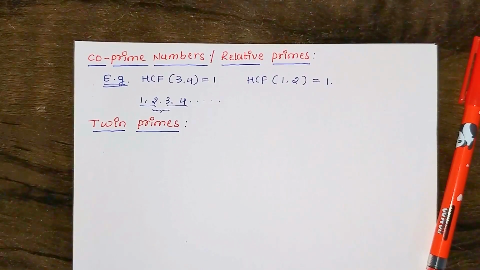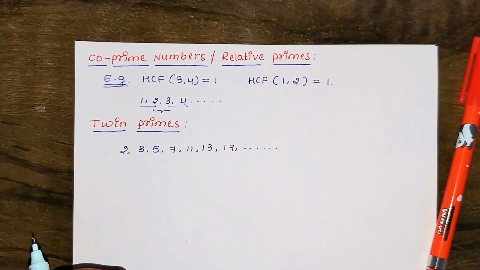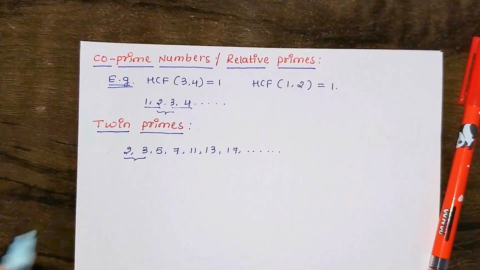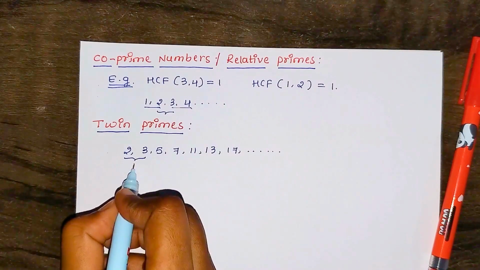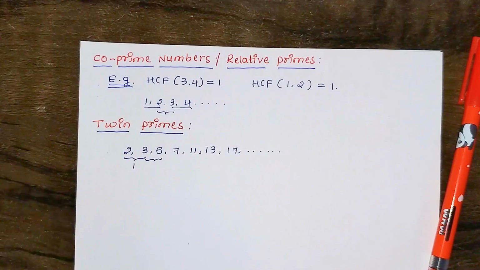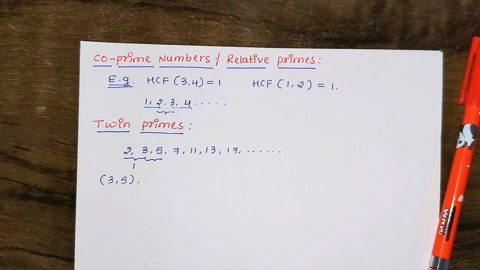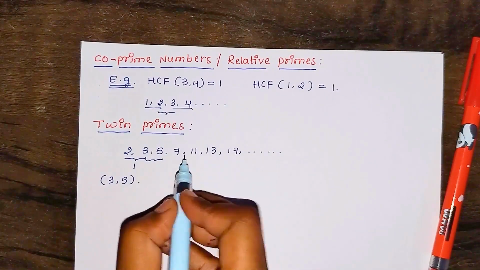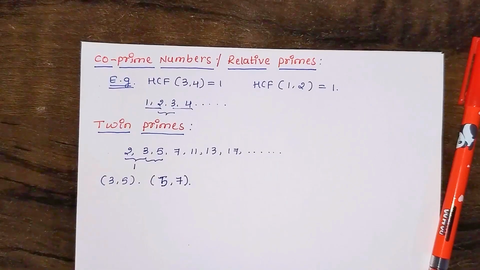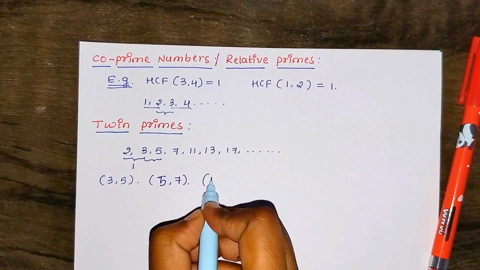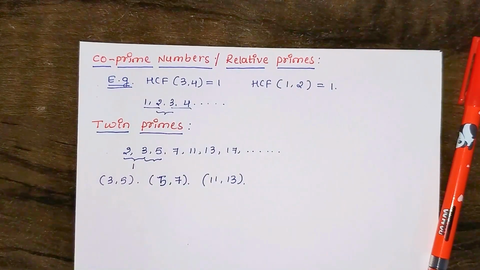Next is twin primes. Here I am considering two consecutive primes whose difference should be equal to 2. For these two consecutive prime numbers, 2 and 3, the difference is 1, that is bigger number minus smaller number, 3 minus 2 is 1. What about these two prime numbers? 5 minus 3 is 2. Yes, 3, 5 are twin primes. What about 5, 7? Yes, 7 minus 5 is 2. 5, 7 is also twin primes. And then 11, 13 are twin primes.